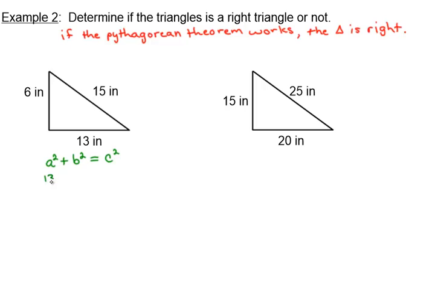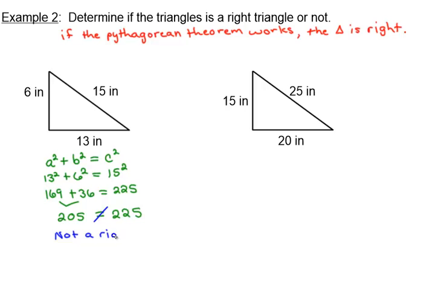So we'll say a is 13, so we have 13 squared, b is 6, so we have 6 squared, and c is 15, so we got 15 squared. This is 169 plus 36 equals 225. I'm going to add these two together and I get 205 is equal to 225. Wow, that's a false statement because they're not equal to each other, so this is not a right triangle. Okay, so let's try the next one.